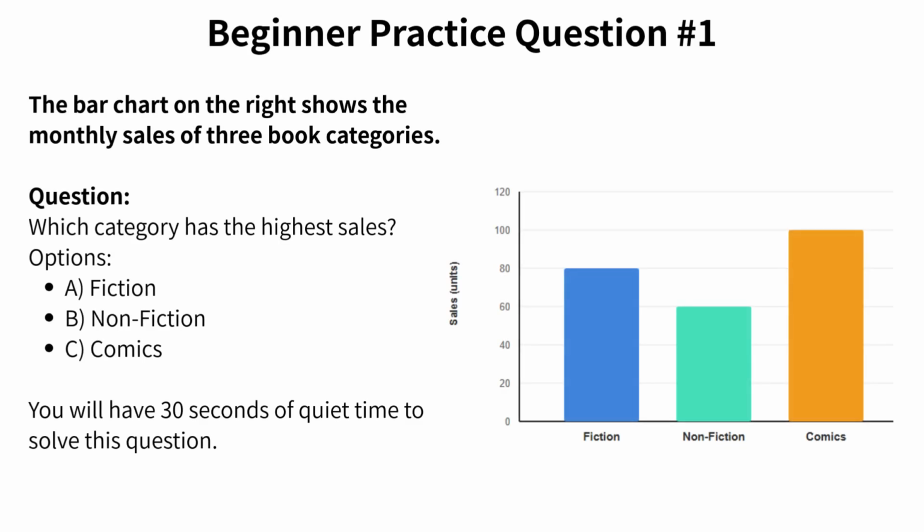Here is your beginner practice question. The bar chart shows the monthly sales for 3 types of books: fiction, non-fiction, and comics. Your task is to identify which category has the highest sales. Look carefully at the numbers above each bar to compare the values. You will now have 60 seconds of quiet time to solve this question. Take your time and choose the best answer.